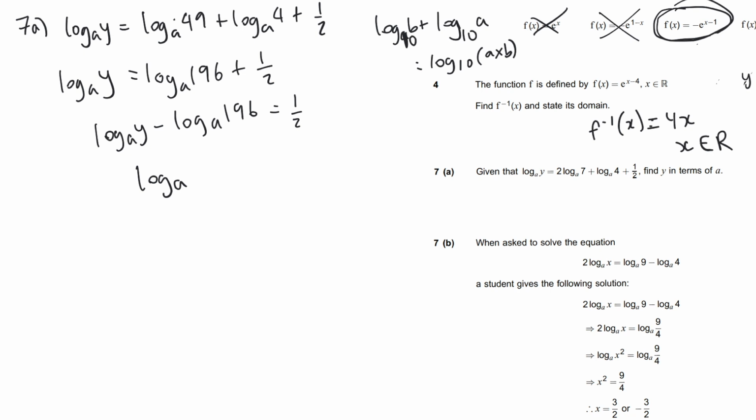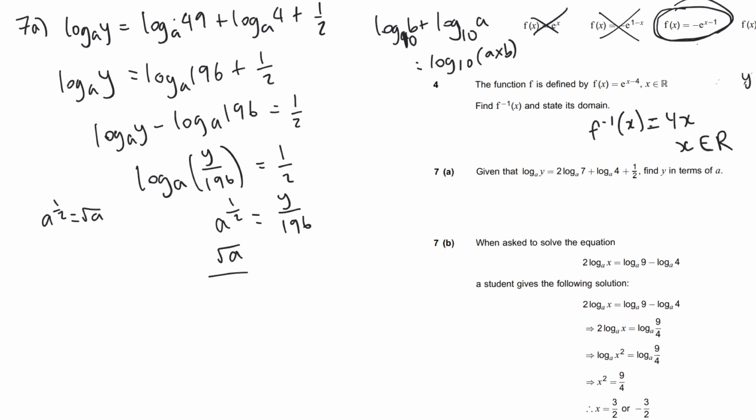log a of y over 196 is equal to a half, and then a to the power of a half is equal to y over 196. So then you would have root a, because a to the half is equal to root a, times 196. So 196 root a is equal to y. So that would be the final answer, because we've written y in terms of a.